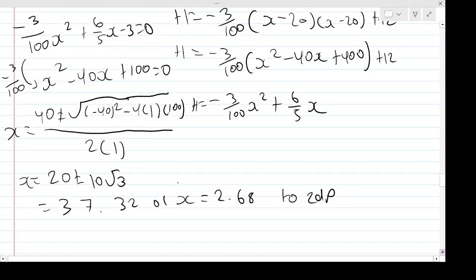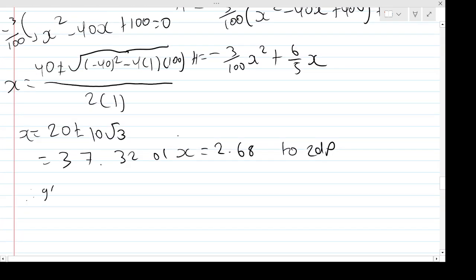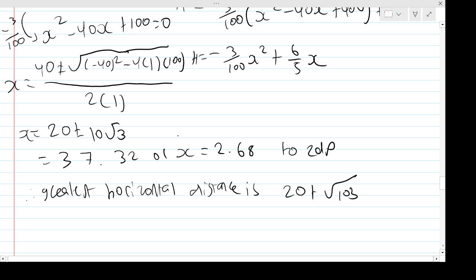So the greatest horizontal distance is this value here, because that's the bigger one out of 2.68. So the greatest horizontal distance, we remember, is what x is, and it's going to be 20 plus 10 root 3, which remember corresponds to this value here.